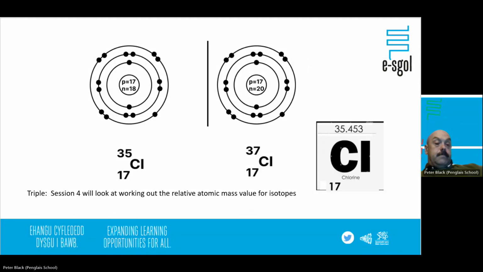So we're about halfway through the session now, which is a good place to be. I just want to make sure that you're happy with everything we have done so far. So hopefully now you recognize which is atomic number and which is atomic mass. You know how to use atomic number to work out your protons and your electrons. And you also know how to use atomic number to work out your neutrons by subtracting it from the atomic mass.